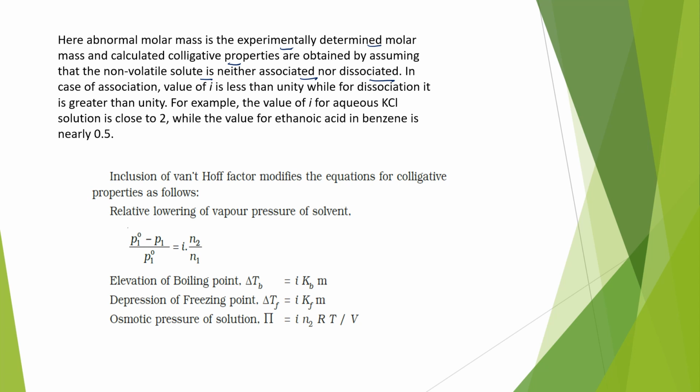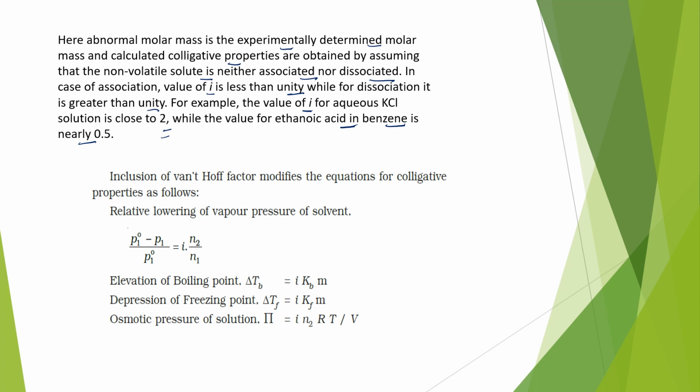In case of association, the value of i is less than unity, while for dissociation, it is greater than unity. For example, the value of i for aqueous KCl solution is close to 2, while the value for ethanoic acid in benzene is nearly 0.5.